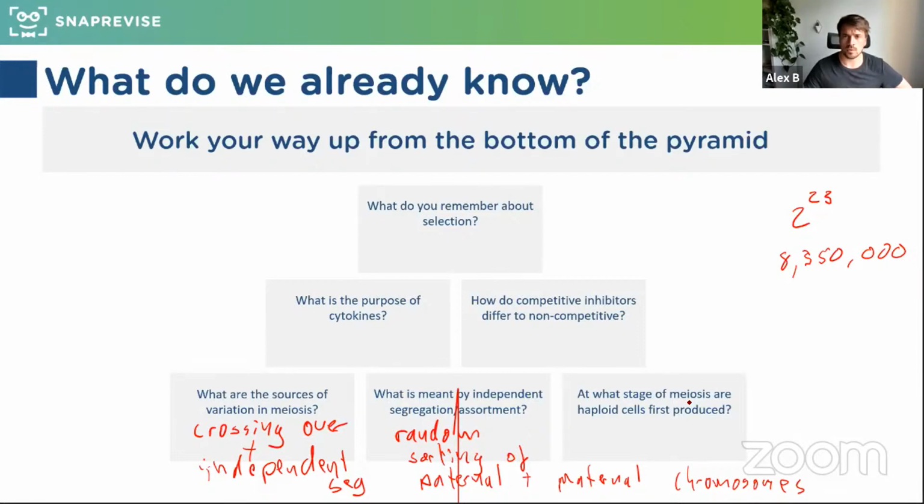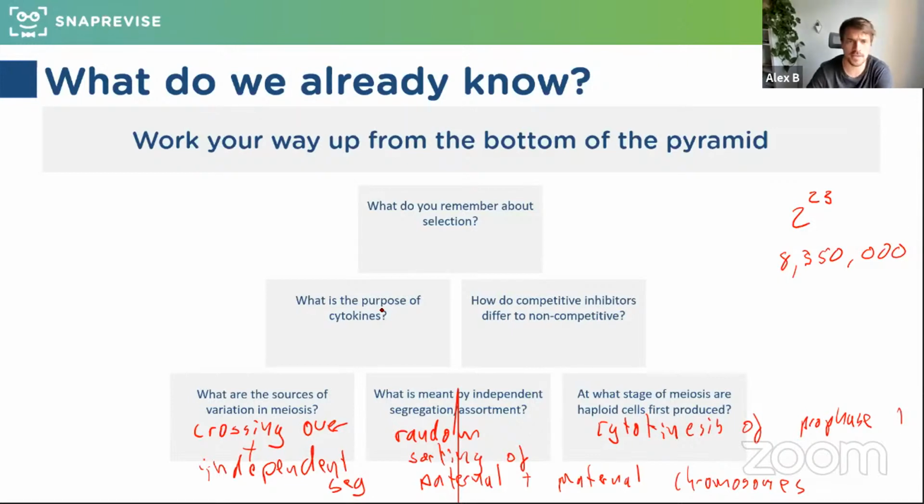Cytokinesis 2, close. It is cytokinesis, but it's of cytokinesis 1. So the end of prophase 1. Cool. Next question, what is the purpose of cytokines?